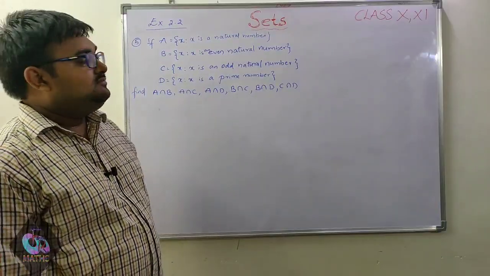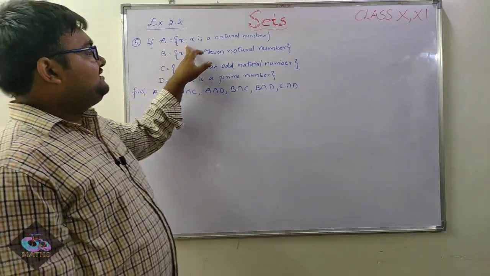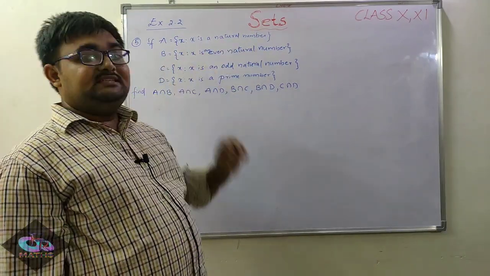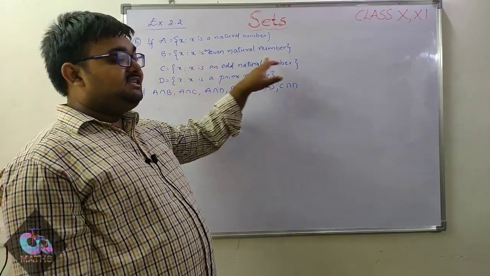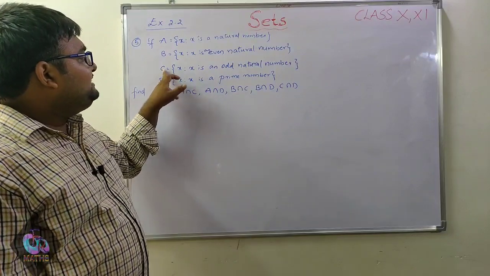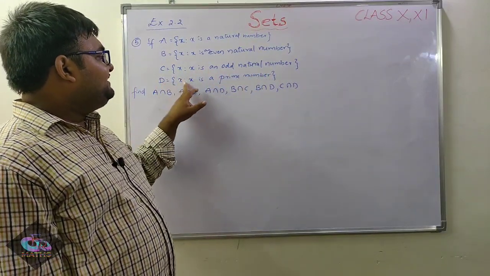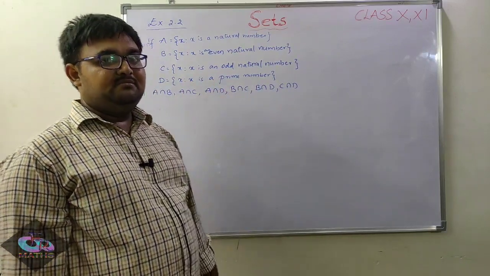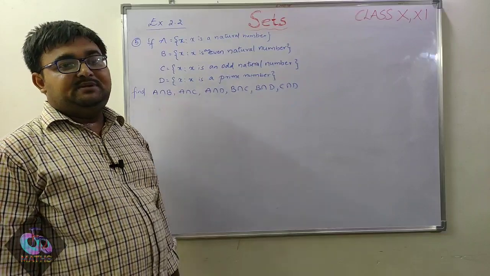Okay, the next question, question number 5. He has given that set A is equal to X such that X is a natural number, set B is equal to X such that X is an even natural number, set C is X such that X is an odd natural number, and set D is X such that X is a prime number. So these 4 are given in set builder forms.